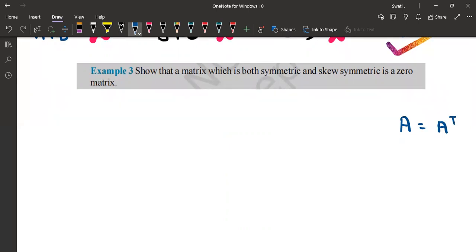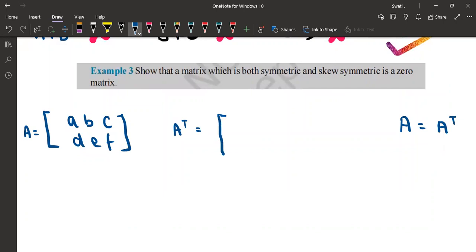I'll make you understand. For example, if I have A, B, C, D, E, F, this is the matrix A, and I want to find out the transpose of this. So the rows will become columns. So this is the first row. This first row in the transpose will become the first column. So this will become A, B, C here. And the second row will become the second column. So that is D, E, F.